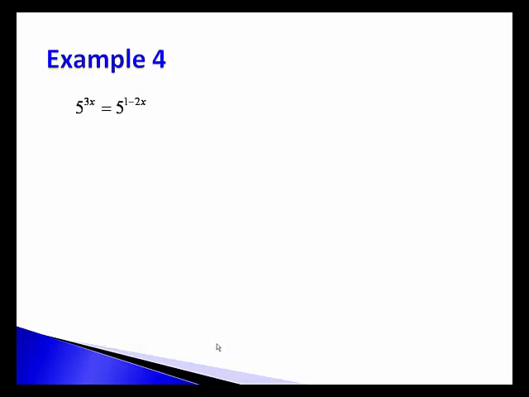Our next problem is 5 raised to the 3x power is equal to 5 raised to the 1 minus 2x power. Well, if you just looked at the left-hand side, you would say that I need to take a log base 5. Well, that's true, and I want to do it on both sides. Log base 5 of 5 to the 3x is equal to log base 5 of 5 to the 1 minus 2x. Once again, these match, so I get 3x.